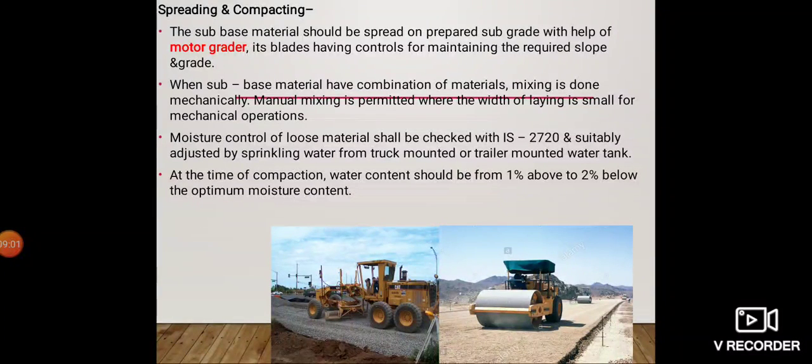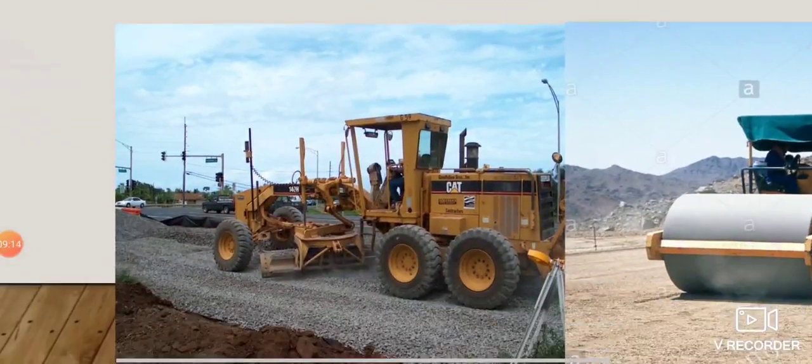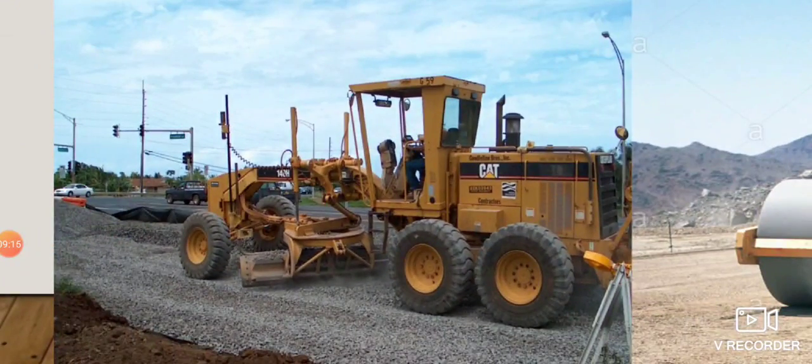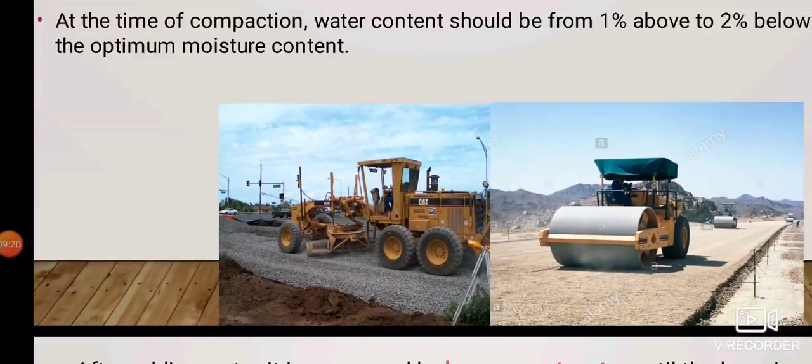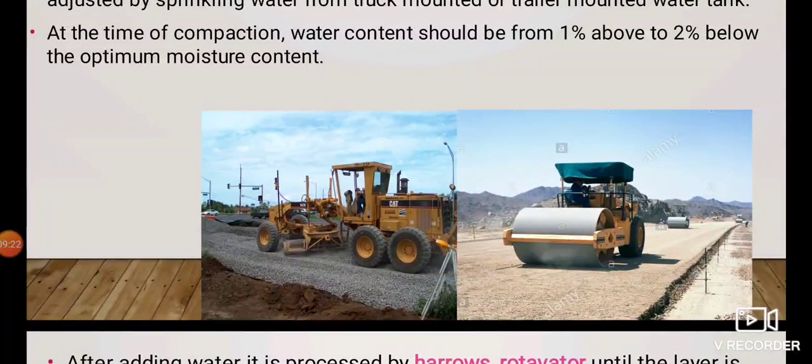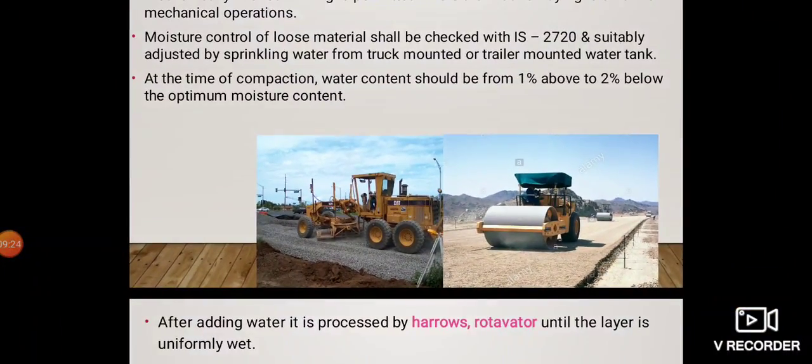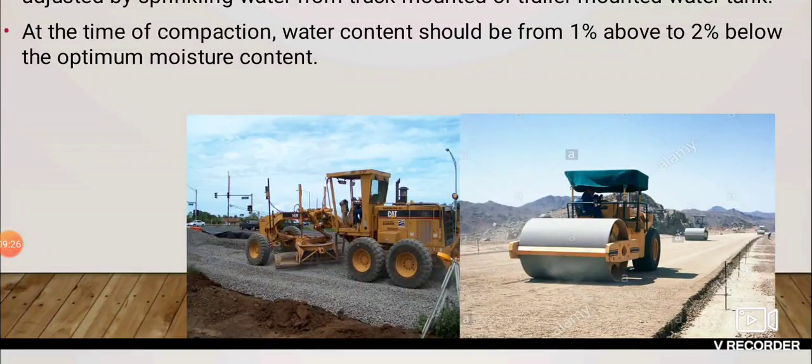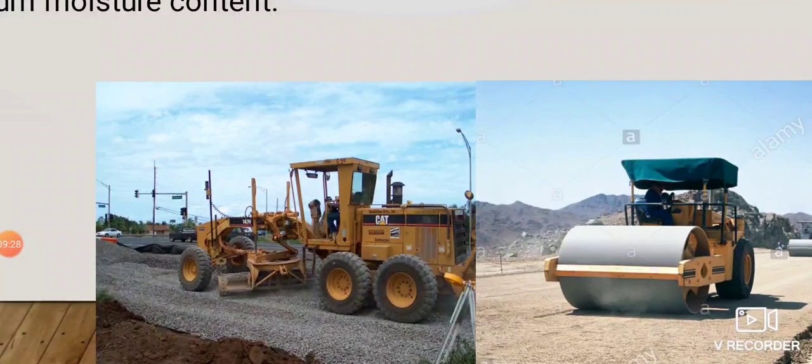The subbase material is spread with a uniform thickness, and the specified cross slope also needs to be maintained using the motor grader. So what I can see here is the motor grader. By adjusting its blades, we can spread the granular subbase material on the subgrade layer.